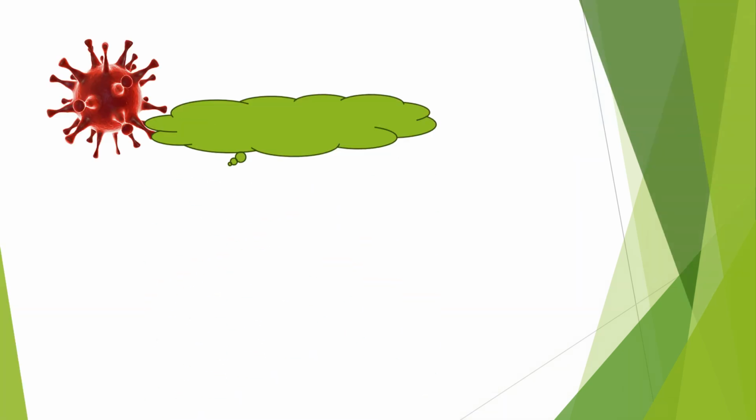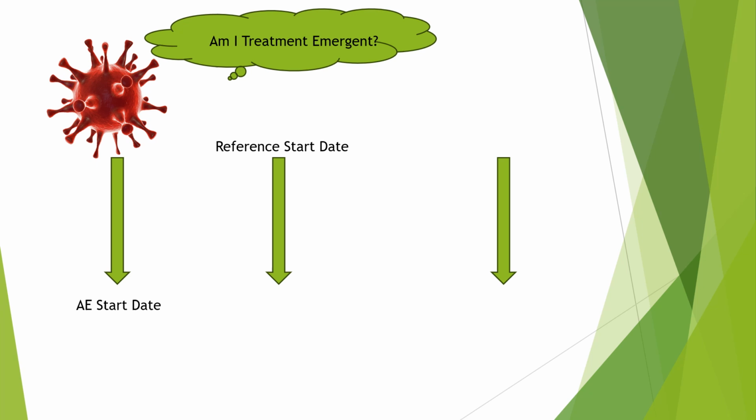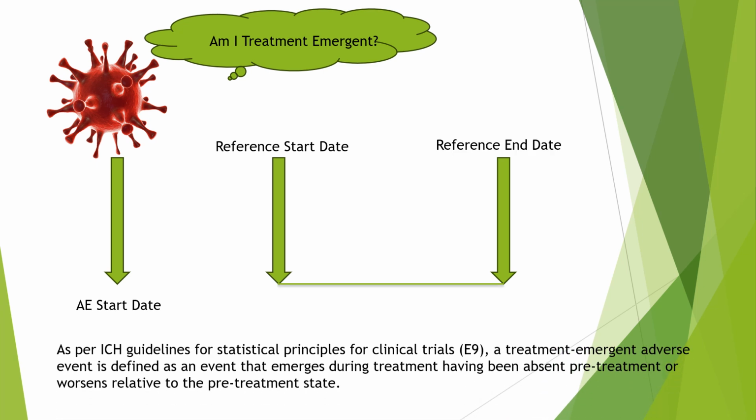Everyone starts with the AE start date and compares it with the reference start date or the treatment start date. Most of us would also consider the reference end date or treatment end date for comparison. We would then flag an AE as treatment emergent adverse event if AE start date is on or after treatment start date and on or before treatment end date.